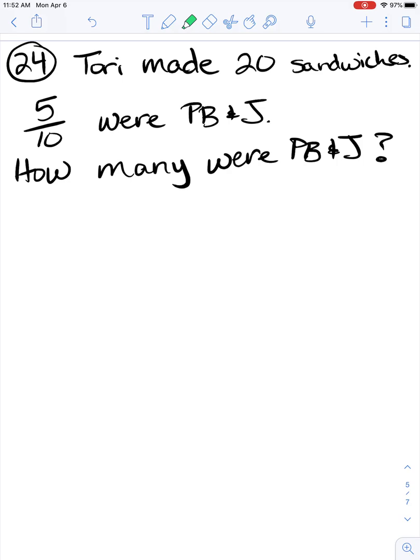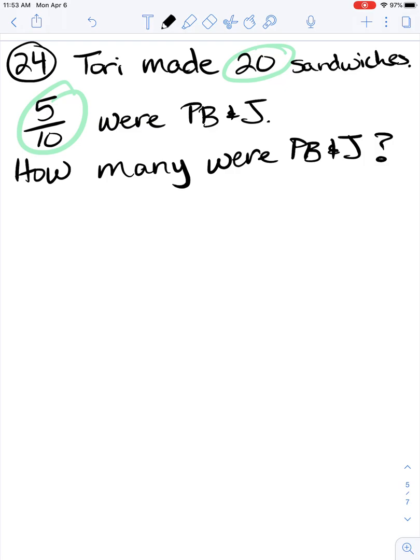Okay, so our last one says Tori made 20 sandwiches. 5/10 were PB&J. How many peanut butter and jelly sandwiches did Tori make? So you're trying to figure out of 20, how many were peanut butter and jelly? And if 5/10 of them were peanut butter and jelly, then you need to think, okay, what do you know about 5/10? Now remember, when we do fractions, we've been doing a lot about thinking about what. We've been looking at 4 halves. That really helps us when we compare fractions. It really helps us when we do problems like this too.